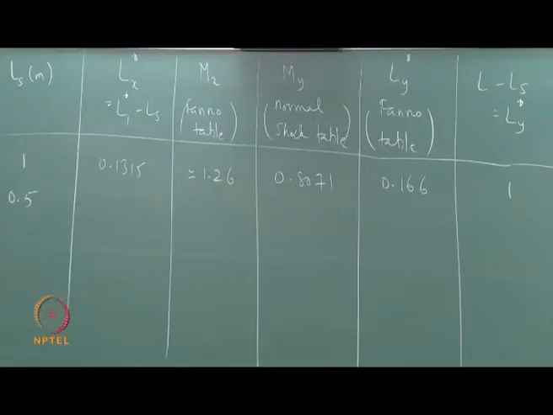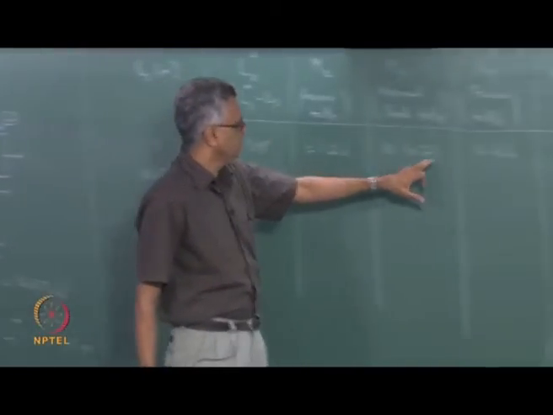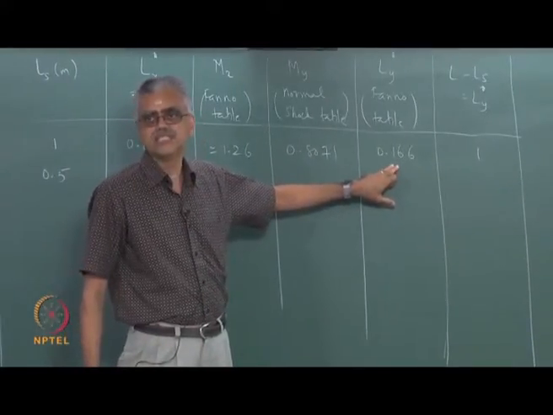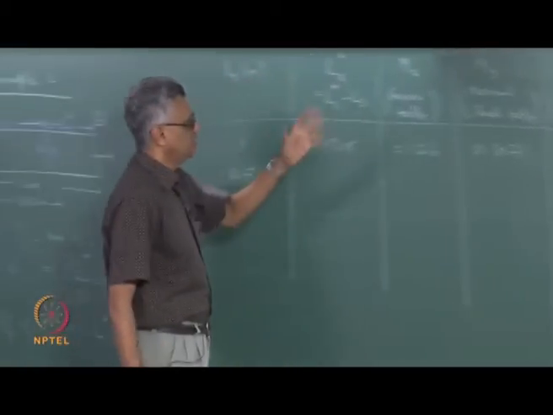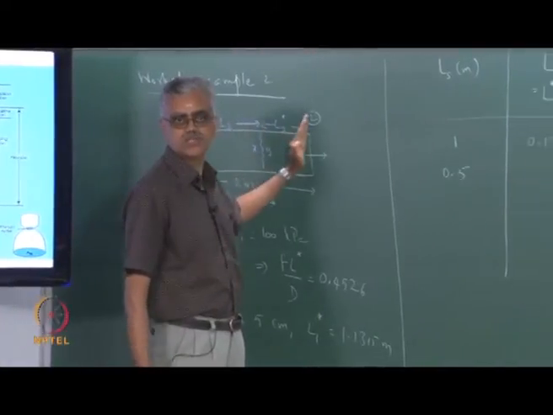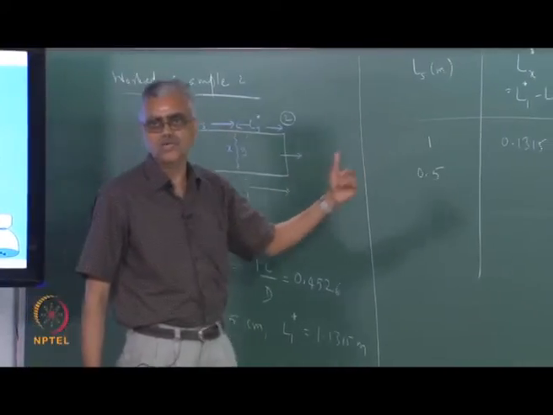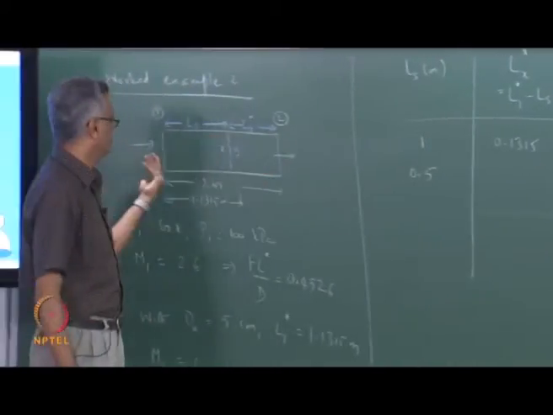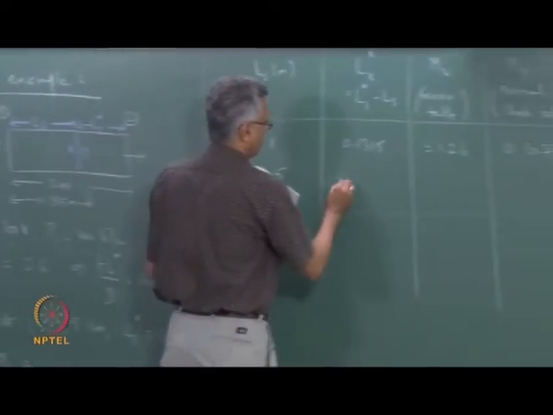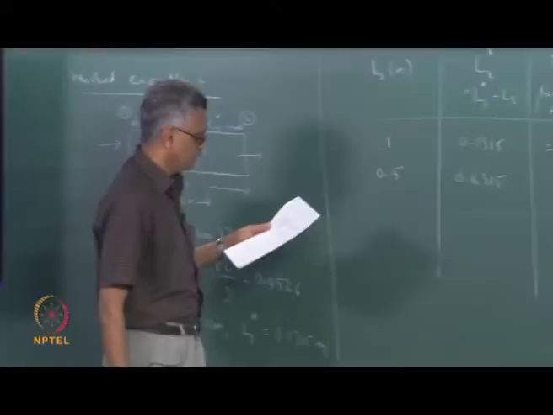We can also try to draw some inferences from the numbers that you have. For example, you notice that for this choice of the shock location, I get my Ly star to be much less, which means it actually seems that we need to move this a little bit to the left so that the Ly star will come out to be larger and comparable to L minus Ls. So that gives us a clue that we should take the other choice, that we should go this way. So let us make it 0.5, then this becomes 0.6315.